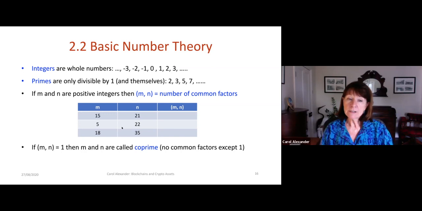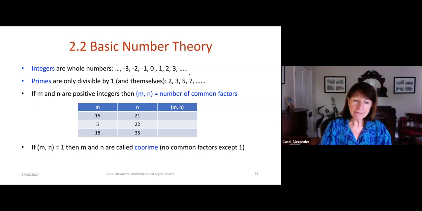Now we're going to use this notation, brackets m comma n, close brackets. That's the number of common factors that two positive integers have. And if the only number that divides both m and n is 1, then they are called coprime. So for example, 3 divides 15 and 3 divides 21, so they're not coprime. 1 and 3 divide them both.